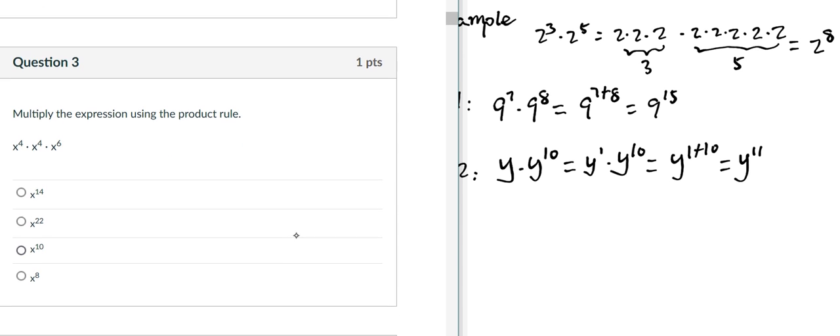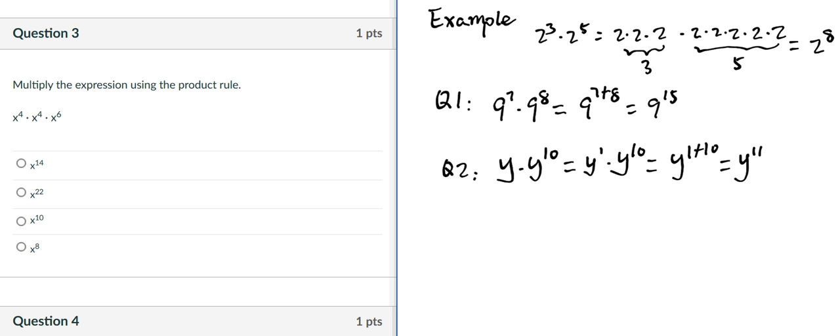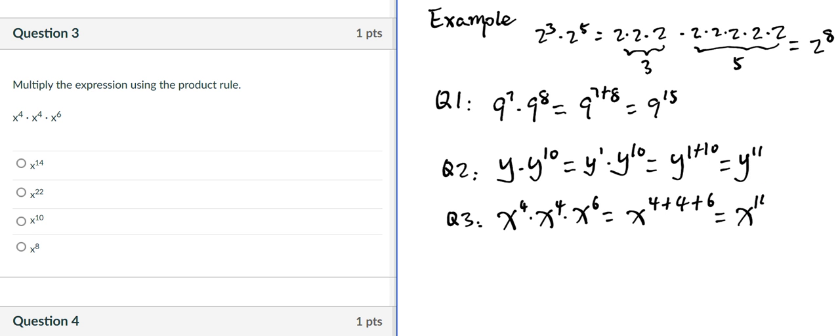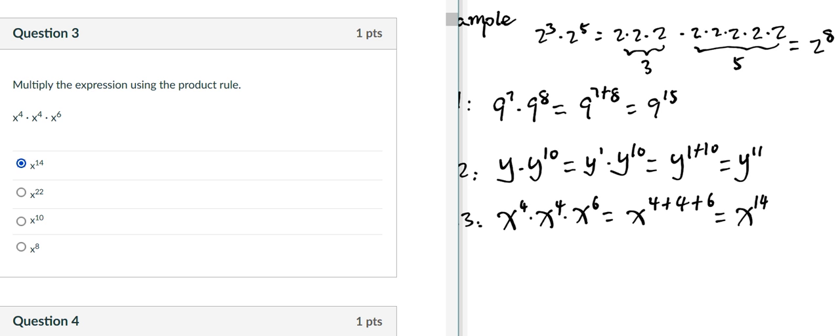How about the third one? Third one is the same. So when you do this, it is x to the 4th times x to the 4th times x to the 6th. So you then have x to the 4 plus 4 plus 6. That is x to the 14th. Which one is that? The first one.